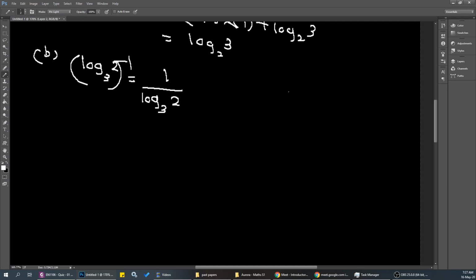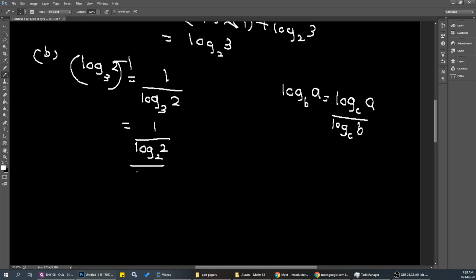Okay, I'm trying to write the base conversion equation here. If you can remember, the base conversion equation was log of a to the base b can be written as log of a to the base c over log of b to the base c. If that is the equation, then we can rewrite this as 1 over log of 2 to the base 2 over log of 3 to the base 2. So this results in log of 3 to the base 2 over log of 2 to the base 2.